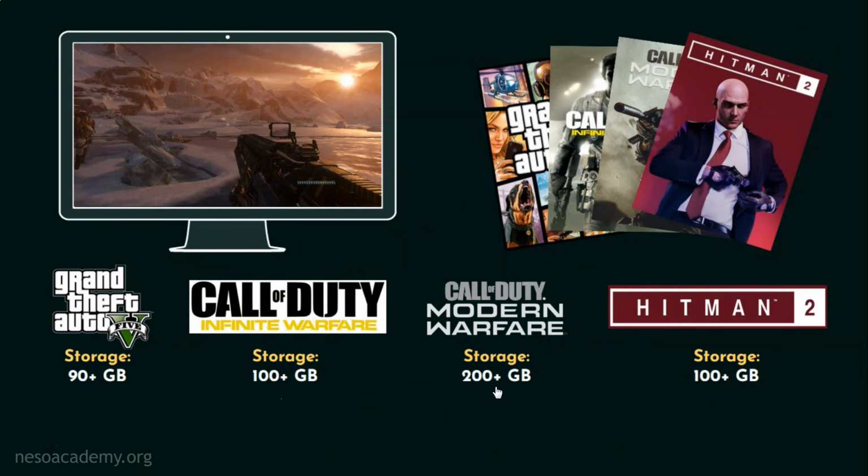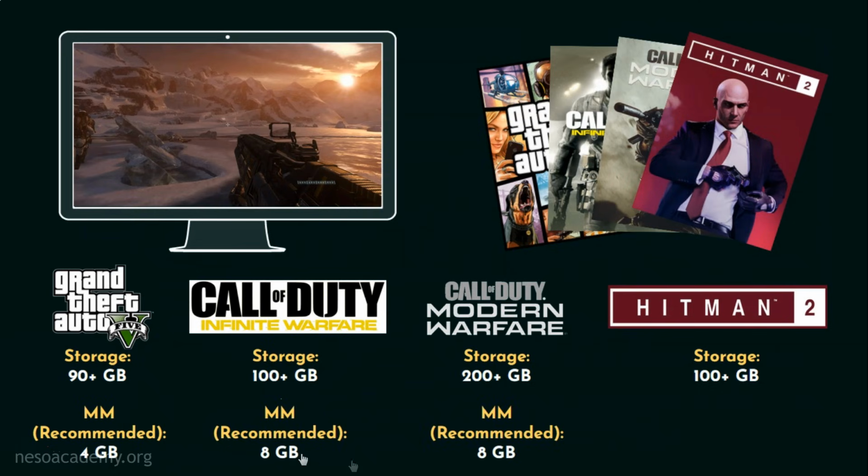However, the main memory requirement of these is very little compared to this. Apparently, the recommended main memory requirement for GTA 5 is only 4 GB. For COD Infinite and Modern Warfare, it's only 8 GB. And for Hitman 2, it's 16. Now, why is this so? It's because our operating system provides us with the concept of virtual memory and demand paging.